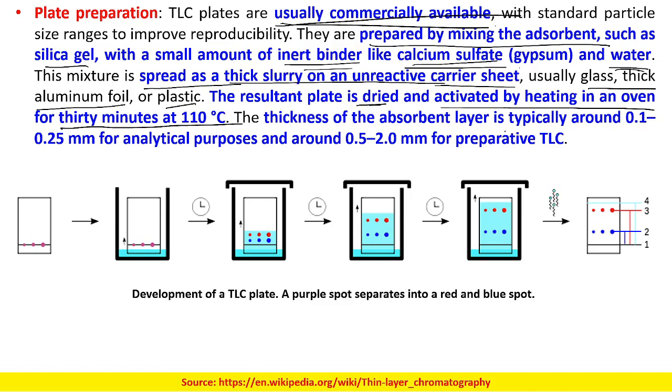The thickness of the adsorbent layer is usually 0.1 to 0.2 millimeter for analytical purposes, whereas for preparative purposes it is thicker and it is in the range of 0.5 to 2 mm. Okay, so preparative we have seen that it is for the pure isolation of the compounds.